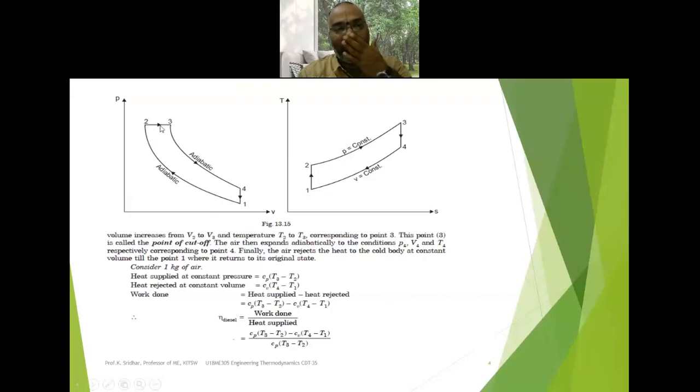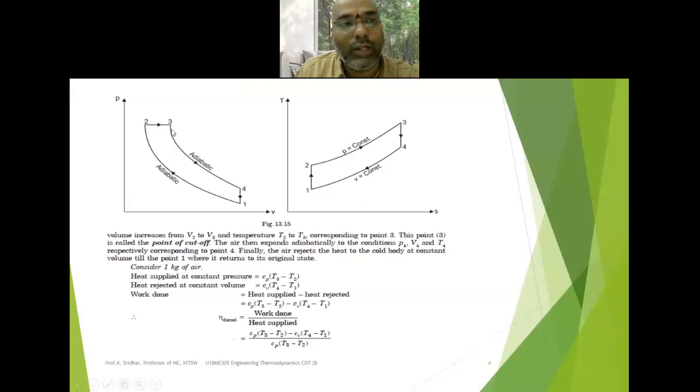Now the cutoff ratio is V3 by V2, because in the diesel engine that is where the fuel is injected from the fuel injection nozzle. Cutoff is nothing but the fuel cutoff, that is, where the fuel injection will start and where it will end. This is the importance of the cutoff ratio. At point 2 the fuel injection starts from the fuel injection pump or nozzle, and whenever it reaches point 3, the fuel injection stops.